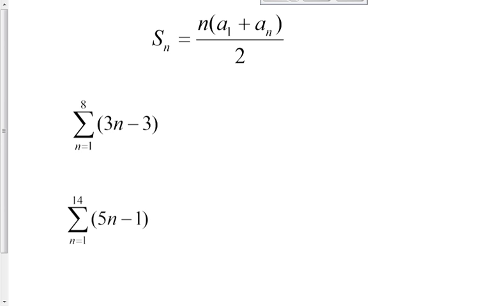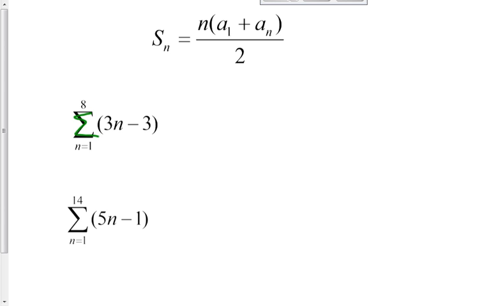All right, let's try a couple samples. And I wrote the sum formula up at the top of the slide. This notation, and this is exactly what your questions are going to look like in your book. There's going to be no words here, so you need to know what this symbol means. Find the sum of the first 8 terms according to the rule 3n minus 3.